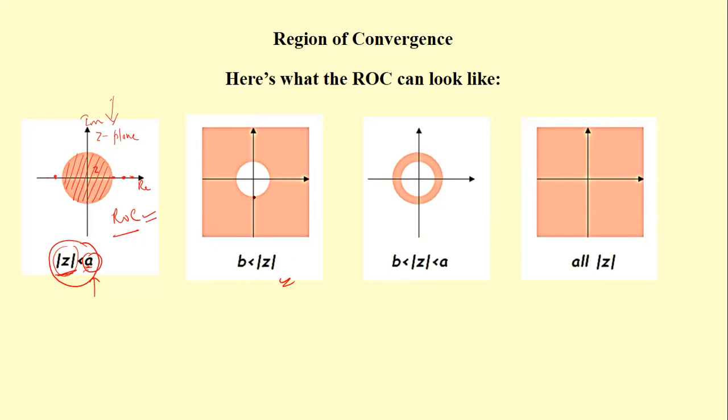Similarly, in this particular diagram, you can see that this is the region of convergence. This is the real axis, this is the imaginary axis. This is the region of convergence of a sequence which will converge for all the values of z which are outside this circle. That means it will not converge for any value of z which lies inside this particular circle. It will diverge for these values. Then we have a ring-based ROC.